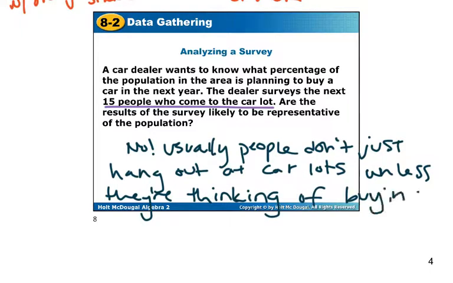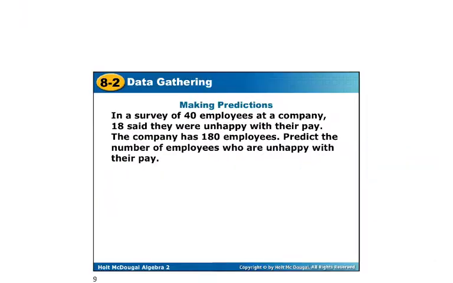Now, maybe not. Maybe that is an excellent parking lot and people are using it for a fair that day or something, and so it is representative of a mass of people. But at this point, people don't usually just hang out at car lots unless they're thinking of buying a car, and so therefore it wouldn't represent the total population of an area.